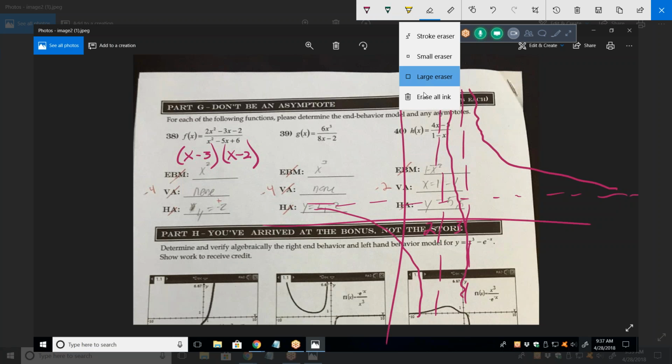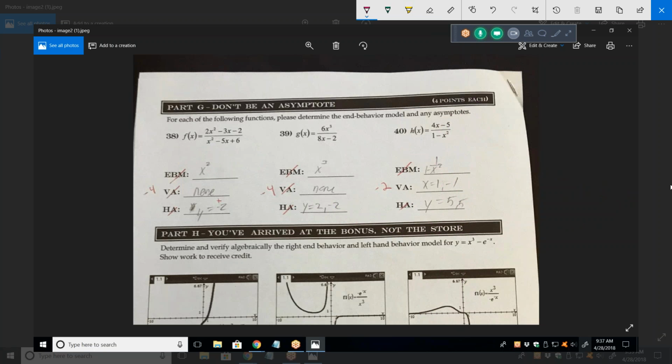Okay, so 39, what's the end behavior? It'd be 6x cubed over 8x. Then you cancel out x's first. So that'd be 6x squared over 8, and that would be 3x squared over 4. The numbers aren't going to matter. So just x squared?